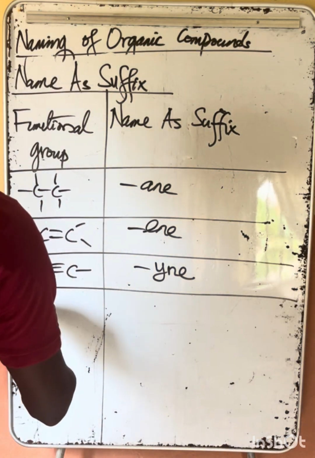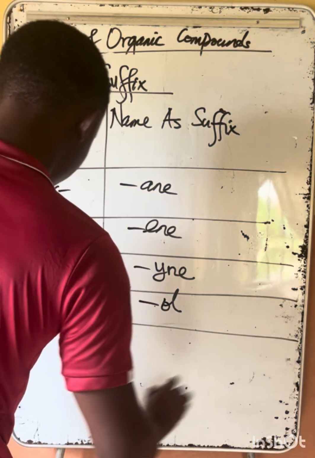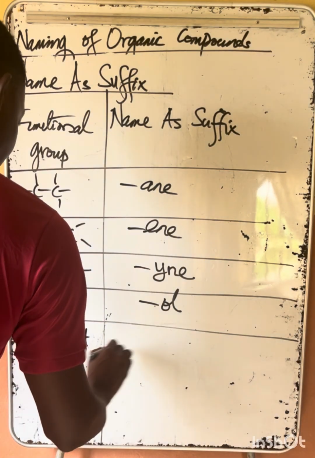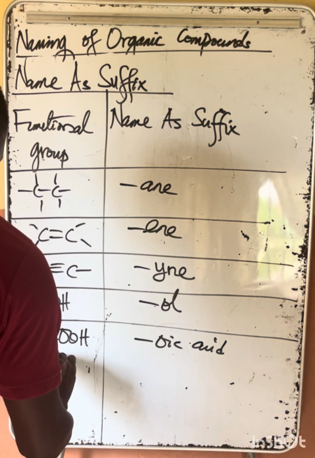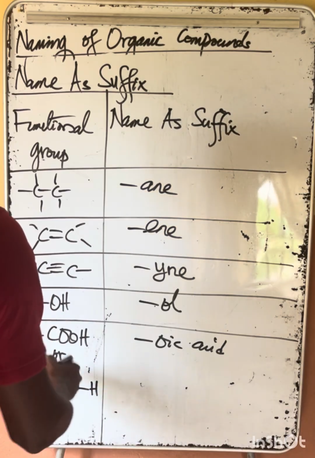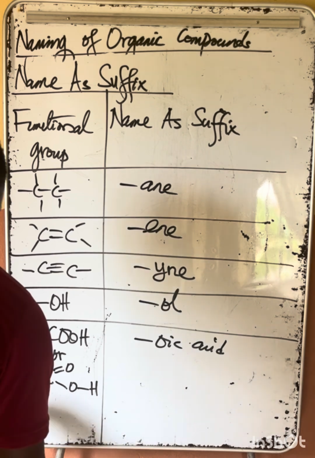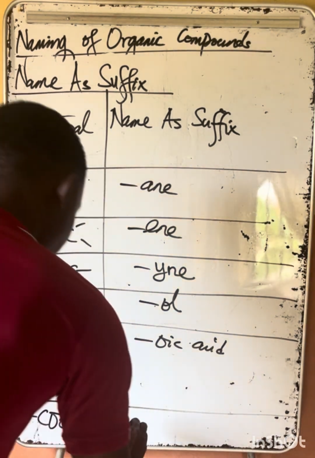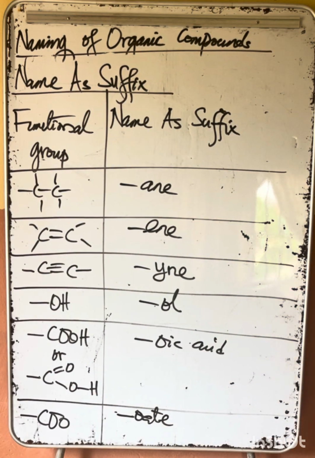Then group of atoms like OH. The name as suffix is ol. Another group of atoms, COOH, is oic acid. This can also be written as C double bond O single bond H. So either this or that goes for oic acid. Then if you have a group of atoms like COO, this can also be OH. This is for esters.